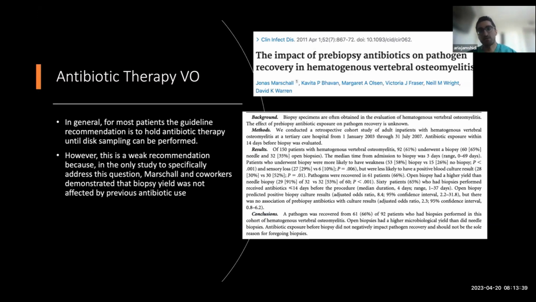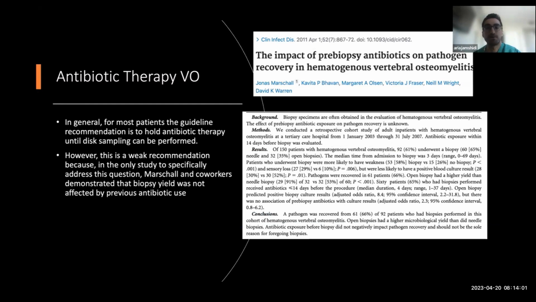We're definitely taught that you have to hold antibiotic therapy before you do any disc sampling. If your blood cultures are negative, you need to identify an organism. You definitely want to hold antibiotics before you biopsy the disc. It's interesting, however, that the evidence behind that is not great.